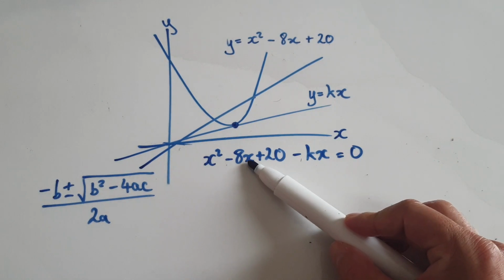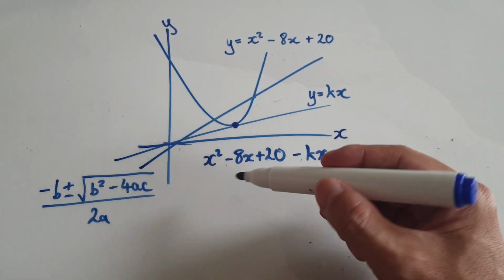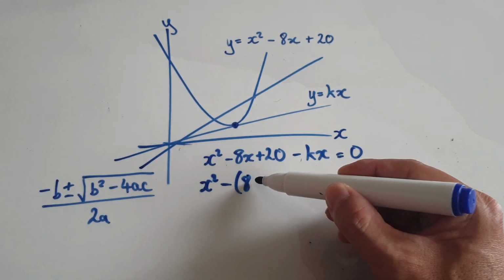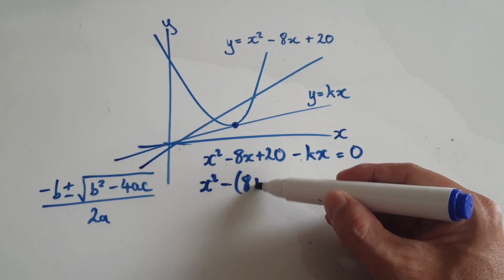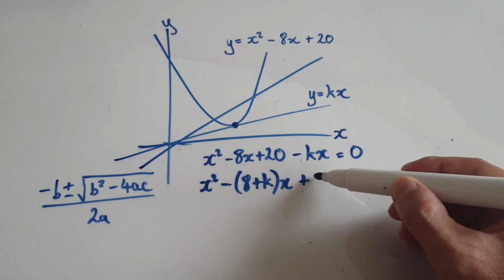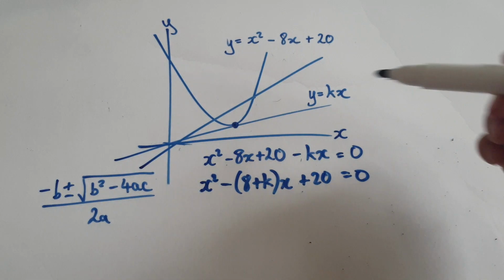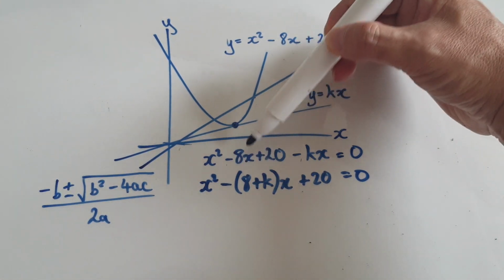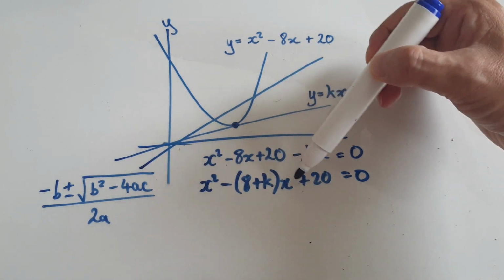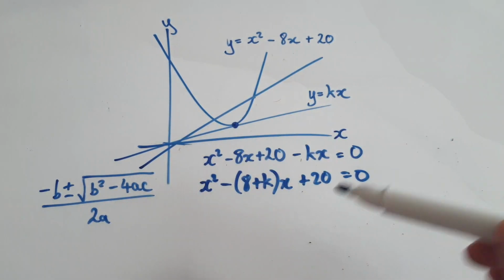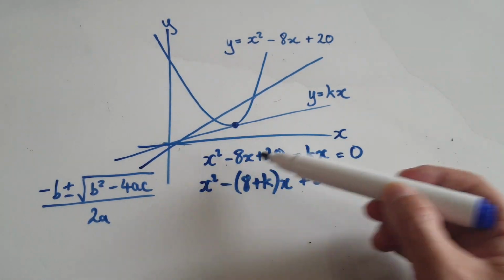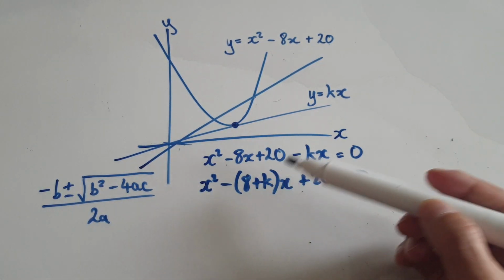Now there's an x term here, an x term here. I'm going to group them together. So x squared minus bracket 8 plus kx and then plus 20 equals 0. Because look, minus 8x and then minus kx. So think about it. From here you can group the two x's together. So that will then give us this thing here.